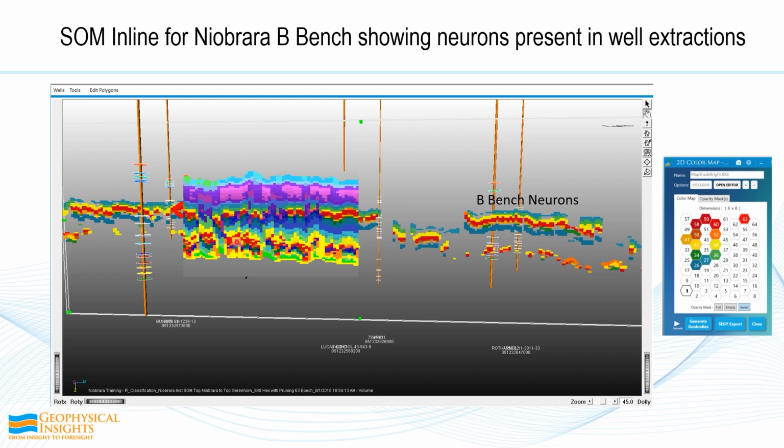And in the next case study, we'll introduce another way to look at the neuron distributions throughout your full volume, and that's a vertical proportion curve.